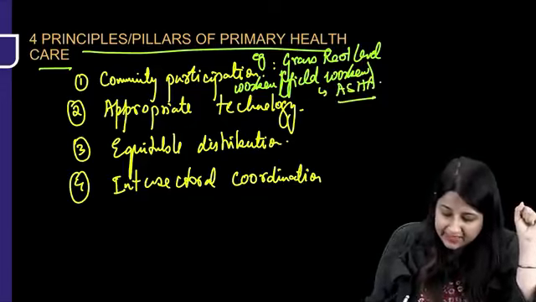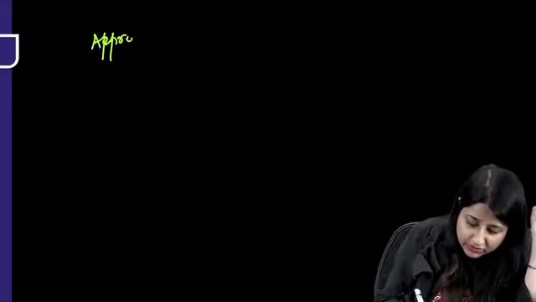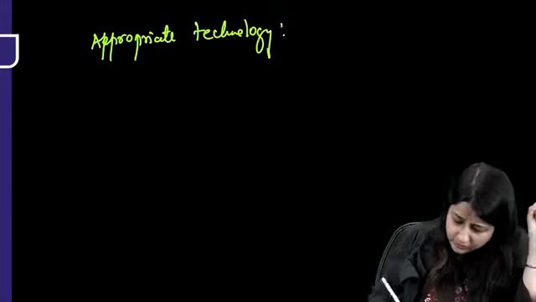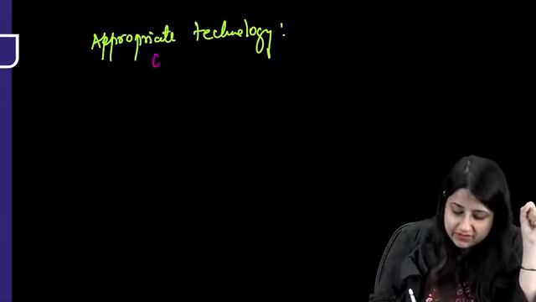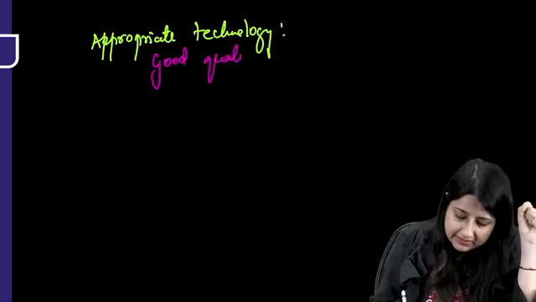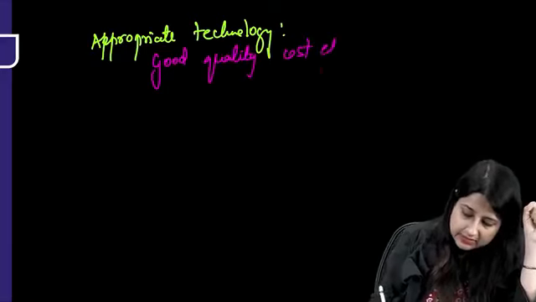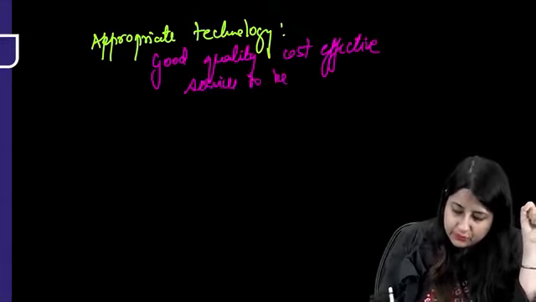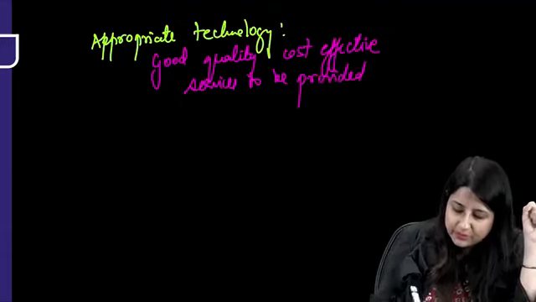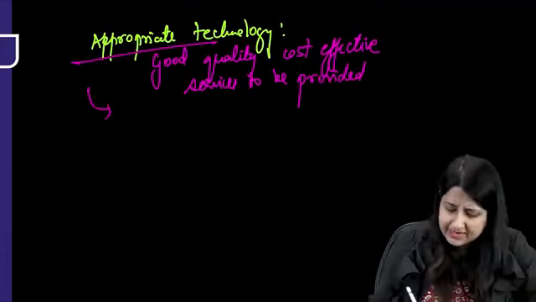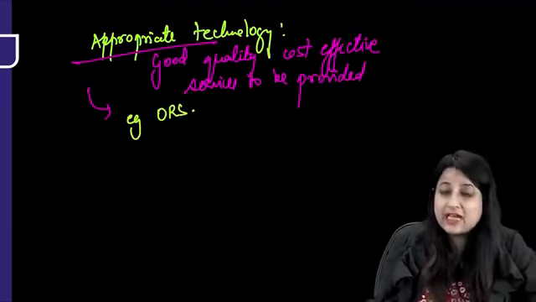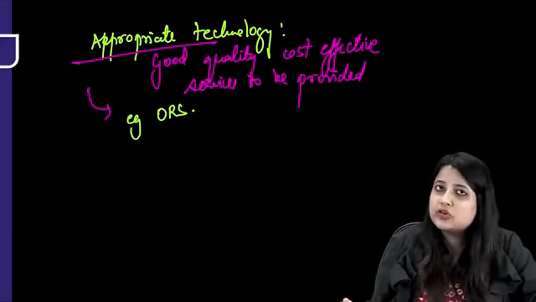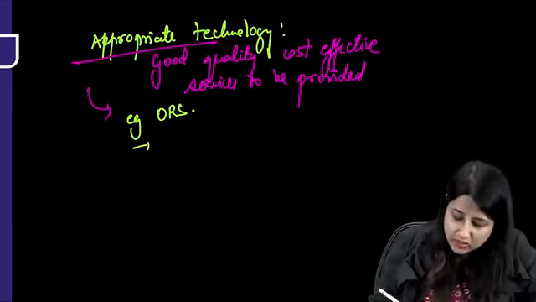Then what about appropriate technology? I'll just write appropriate technology here. Appropriate technology simply means that good quality, cost-effective services should be provided. And what is the example of appropriate technology? A lot of examples are there. For example, use of ORS. For diarrhea, we are not using any hi-fi medicines, simply using ORS, which can control dehydration also, and it is the best modality.